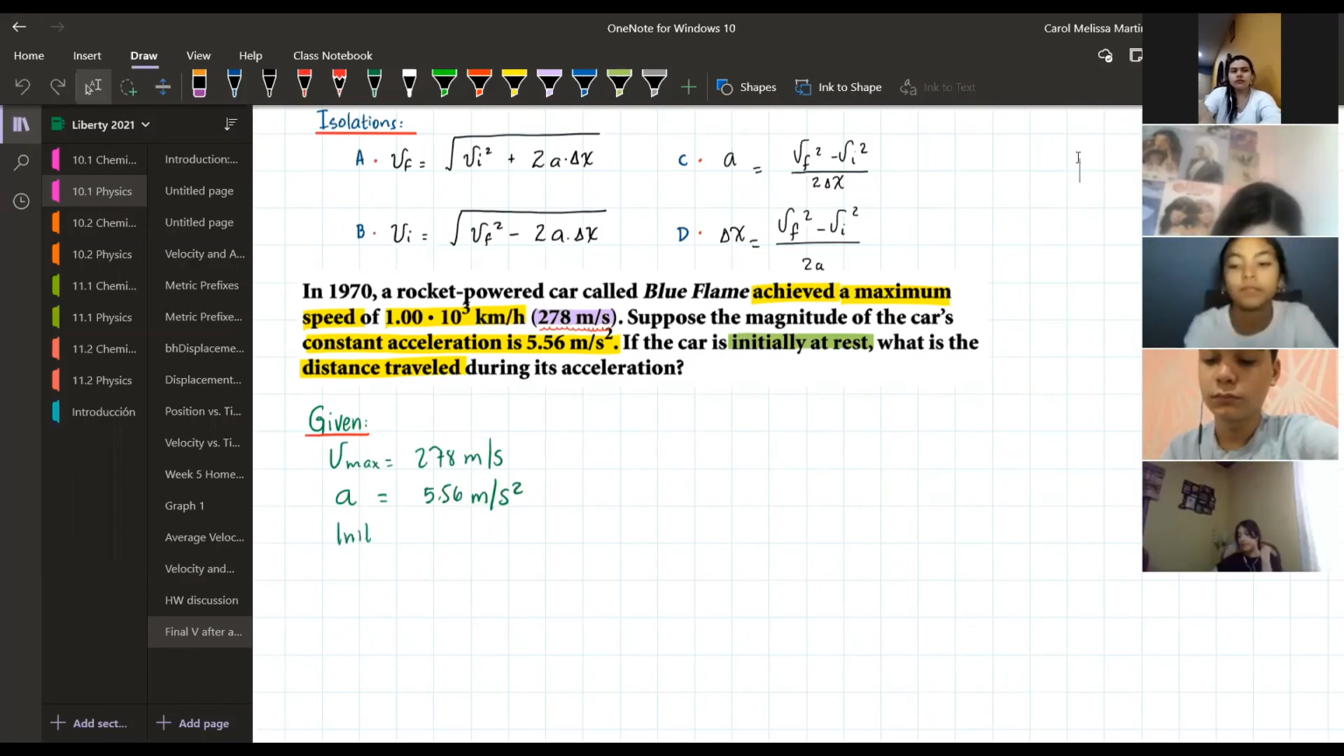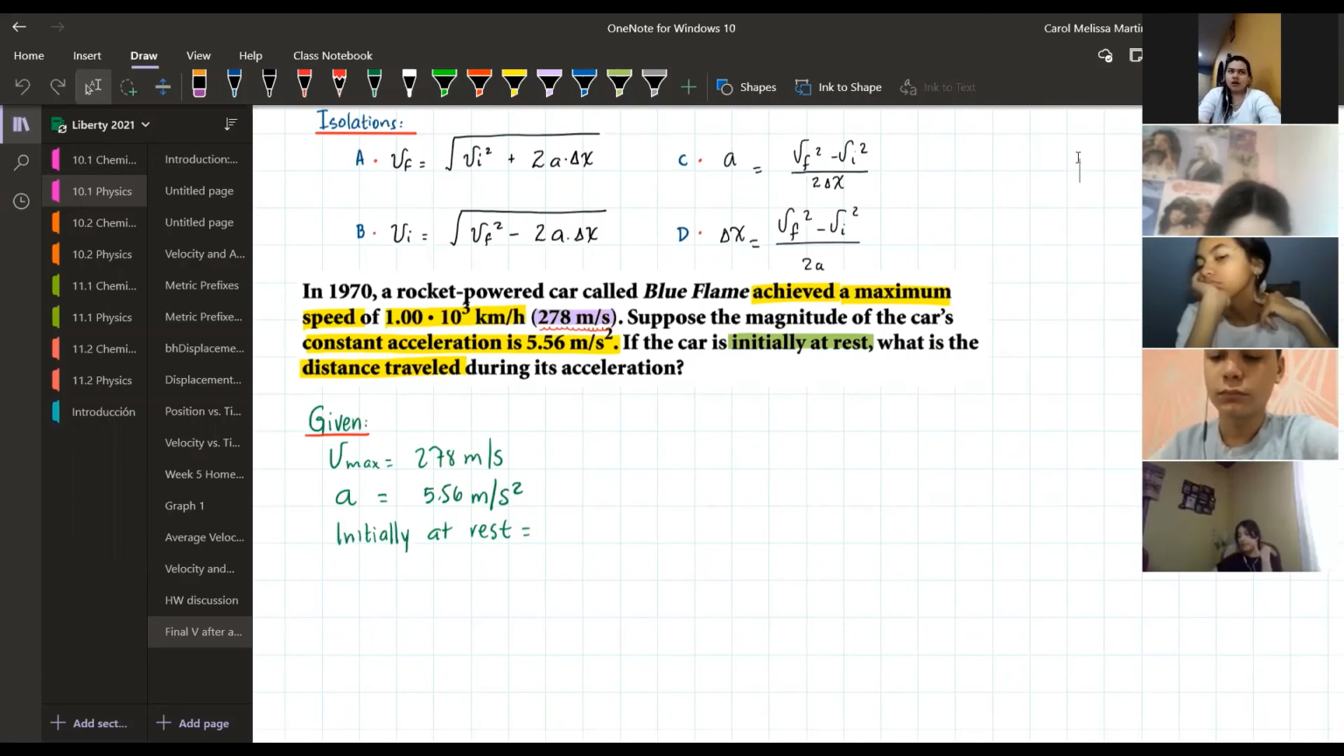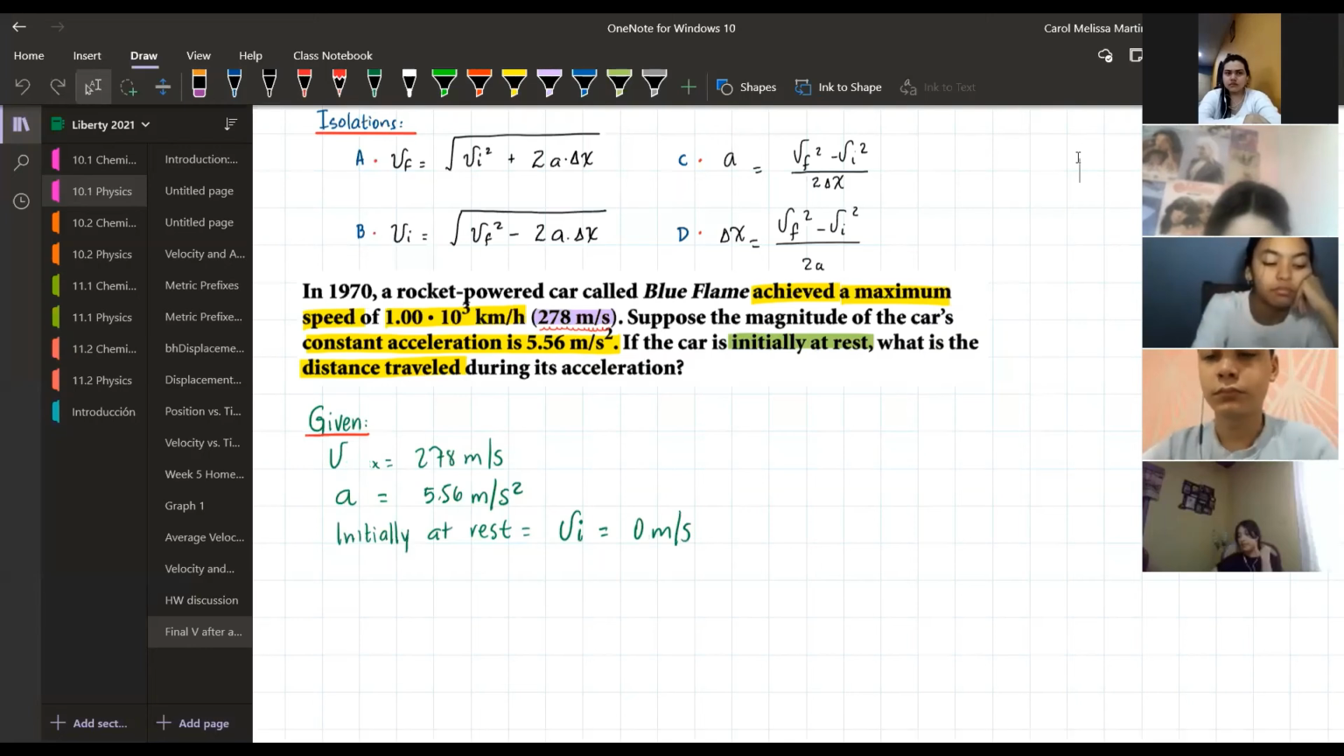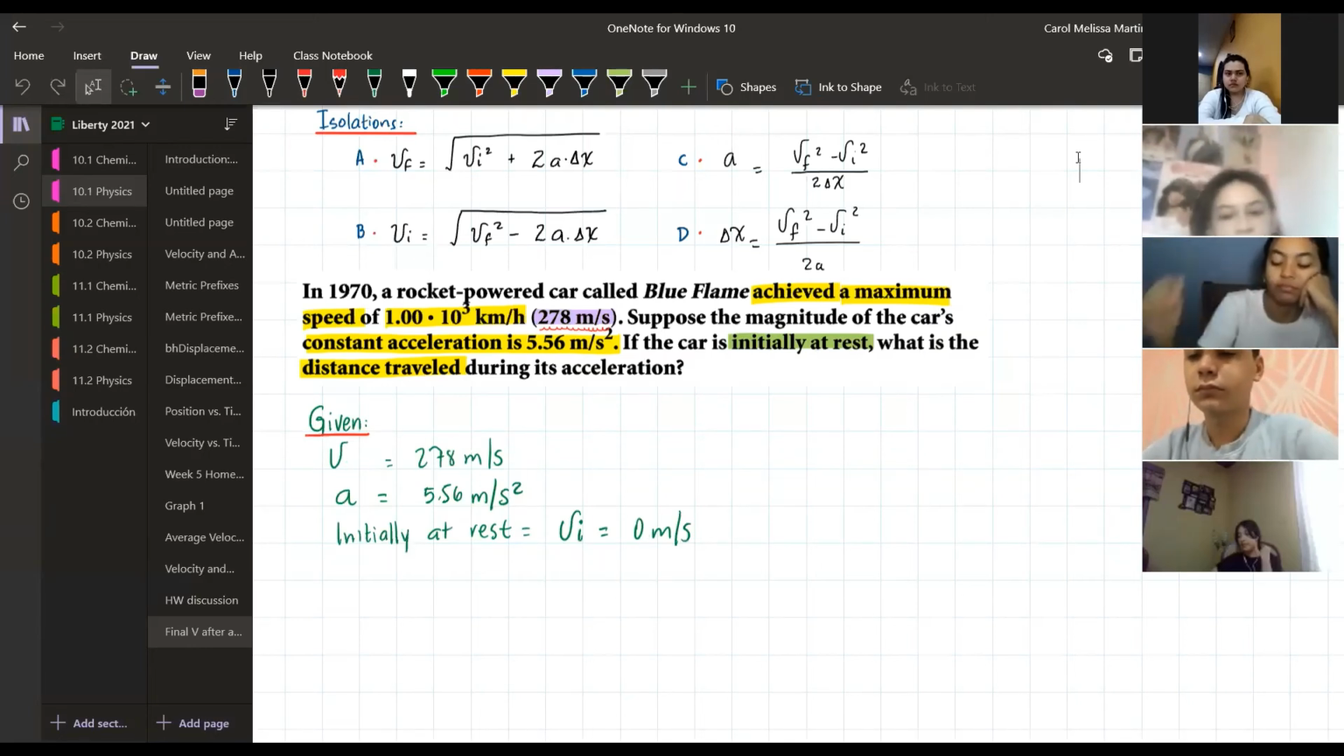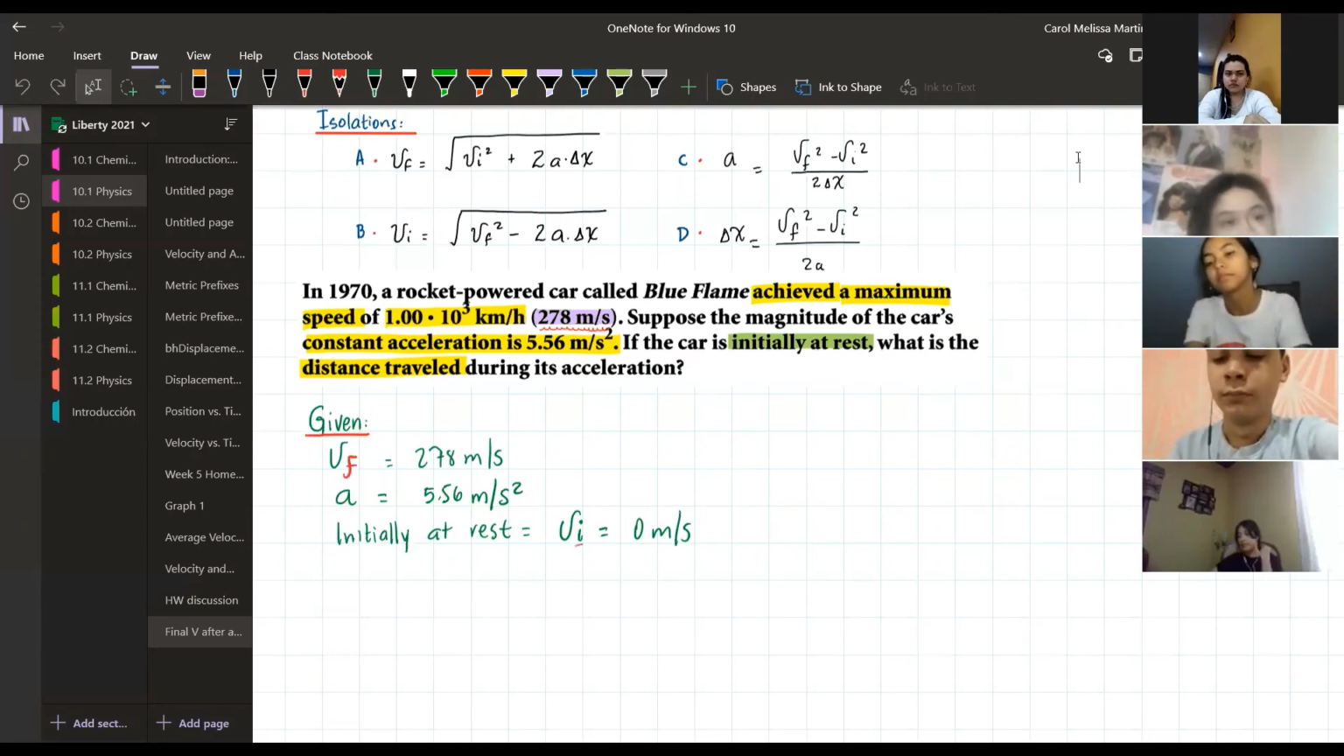What does this mean? Initially at rest. Zero. But zero what? VI or VF? Meters over second, so it's VI. Initial velocity is 0 meters over second. So V max is going to be final or initial? You already have the initial, so this one is actually the final velocity.